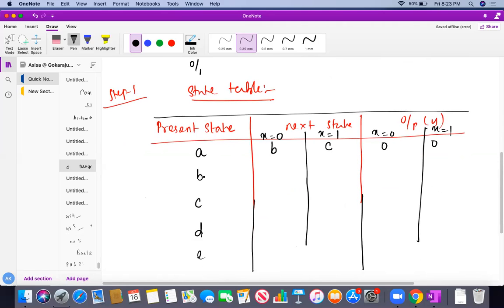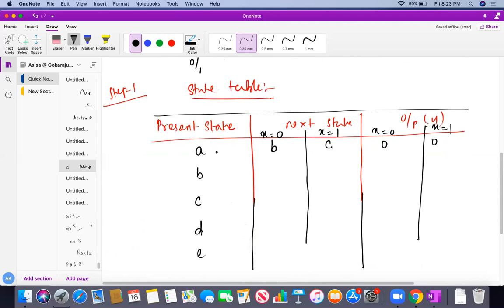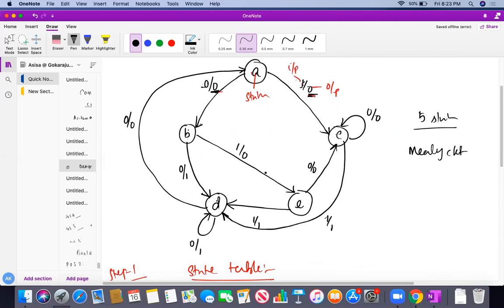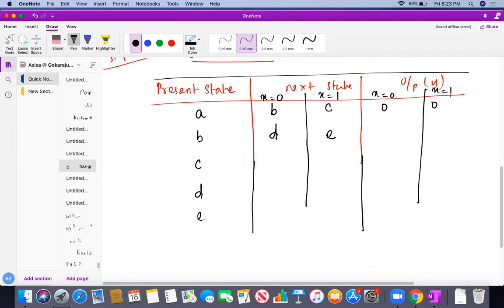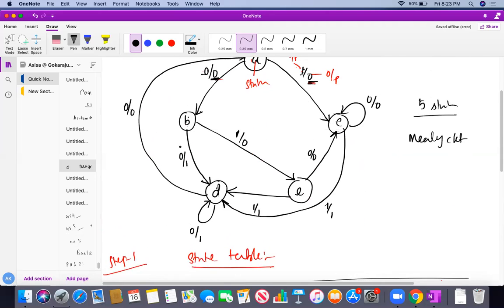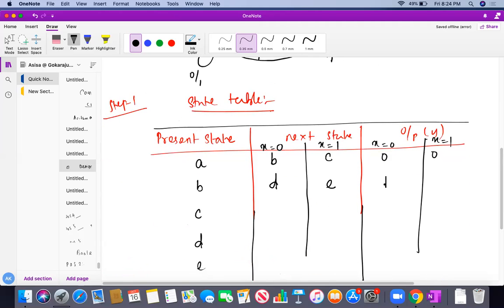Okay. And now I am in the present state B. For input 0, I am going to next state D. Am I correct? And for input 1, I am going to next state E. And what are my outputs? At input 0, my output is 1. At input 1, my output is 0. Okay, do you all understand how I'm doing?